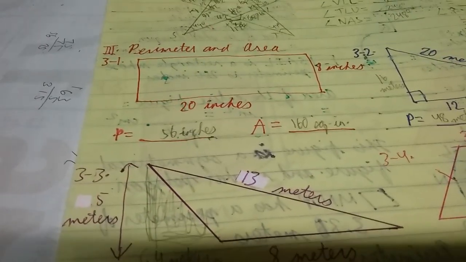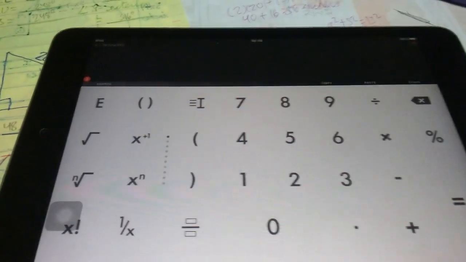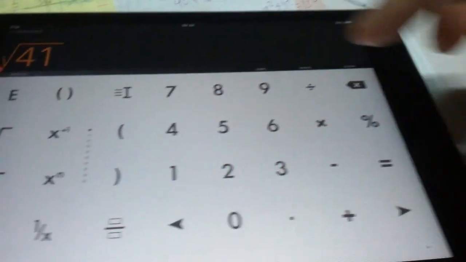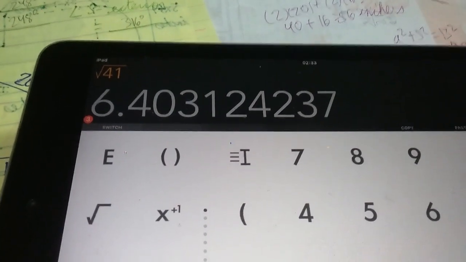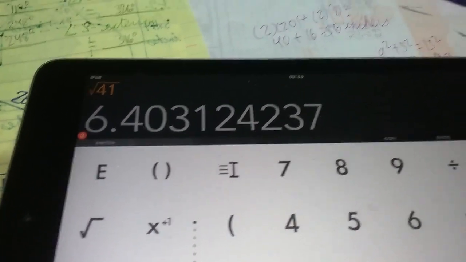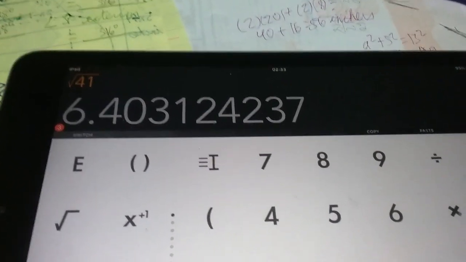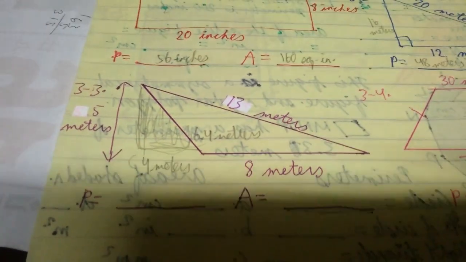I'll just get my calculator and solve for that on your behalf. Okay, so now we type square root 41. What's the answer? Pindut mo yung equal. Ano yung sagot? Yes, the answer is 6.40312 and a bunch of other numbers. Pero let's get 6.4 na lang para mas madaliin. So 6.4 yung sagot. So therefore, this measure should be 6.4 meters. Can you see it? Yan.